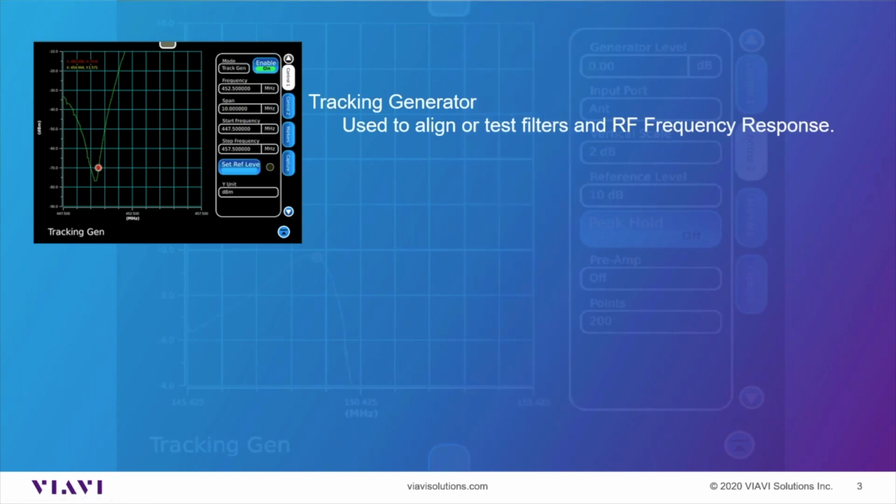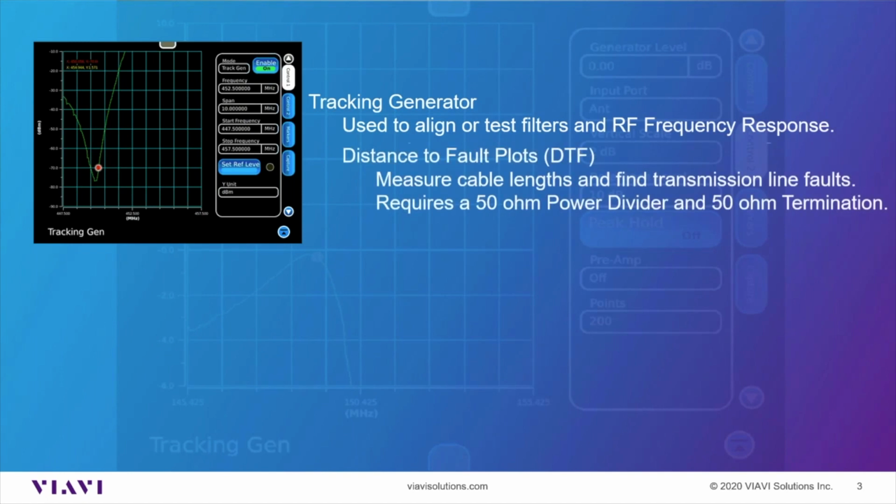You can use it to align and test filters and do RF frequency response. You can do distance to fault plots, measuring cable lengths and finding transmission line faults. This requires a 50 ohm power divider and a 50 ohm termination.